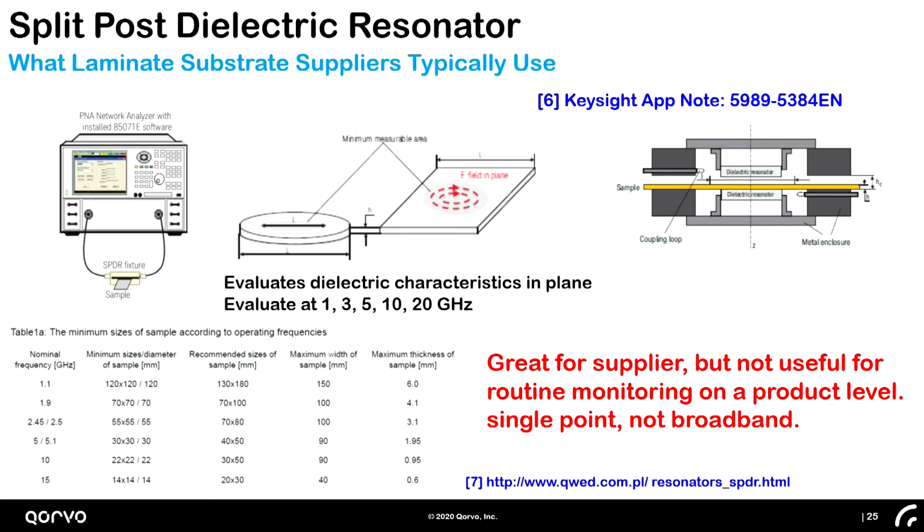But the other thing that you see here is the sample size is different depending on what frequency you're at, right? So this isn't something you could easily place on a laminate and run as an experiment. It's got to be done in this. So it's not something you could use to track what's going on with a particular laminate process.